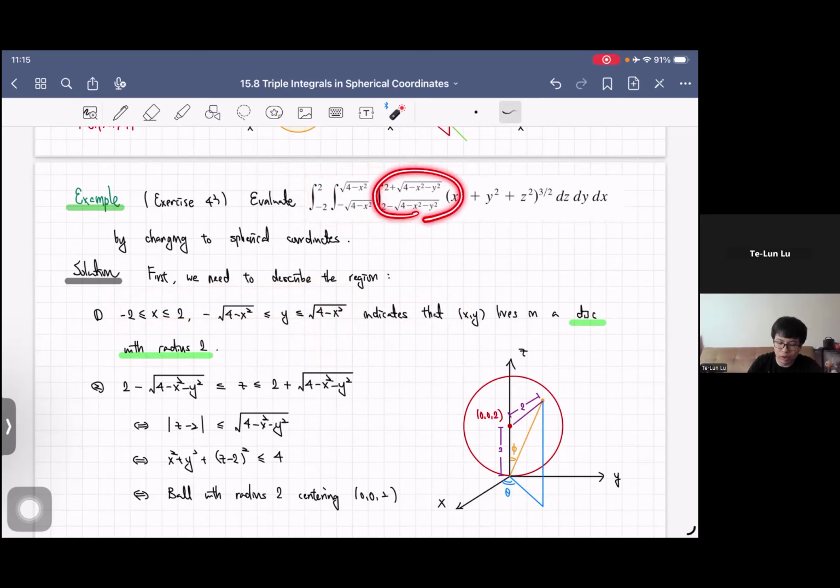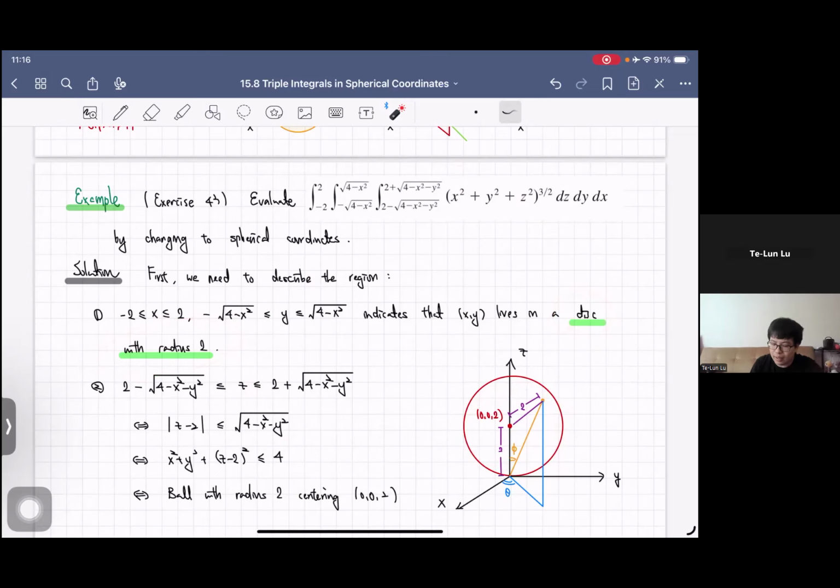And what is this other part? So we're dealing with z bounded by 2 plus this square root and 2 minus this square root. If you rearrange the inequality by subtracting 2 from both sides, you get z minus 2 bounded by this square root, which is this inequality, right? By squaring both sides, you should get x squared plus y squared plus (z minus 2) squared less than or equal to 4. So that is basically a ball, a sphere of radius 2 with the center at (0, 0, 2). So you can see that we're basically integrating over this ball.